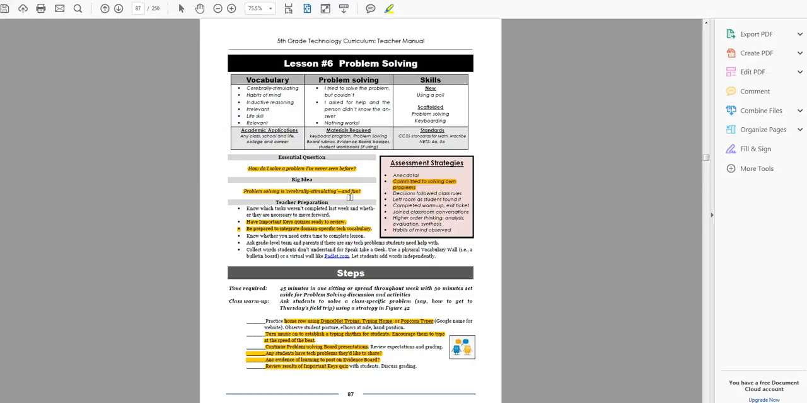So assessment is, here's one that's a little nebulous: committed to solving their own problems. It's a bit of a subjective analysis, but you want to look around and see that students look to themselves first. This doesn't judge whether they solved the problem or not. It judges whether they tried, whether they thought, okay, I'm going to be the one to try to solve this before I go anywhere else.